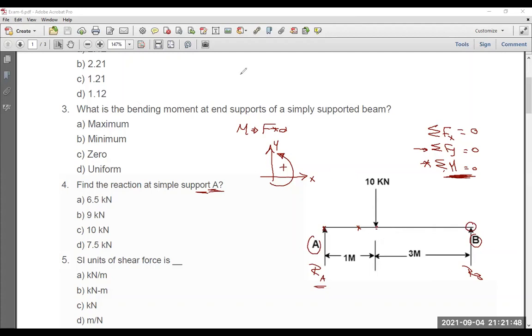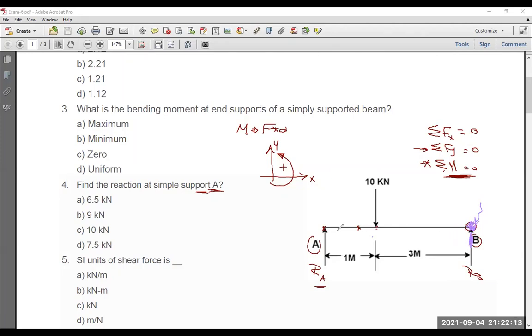But if you take moment at B, what is the option for that? If I take moment at B, this is a good option. Why? Because the reaction at B passes through the moment point, so there is no distance and it will be cancelled. So the best way is to take moment at the point not required, to cancel something like this. So I take moment here at B.